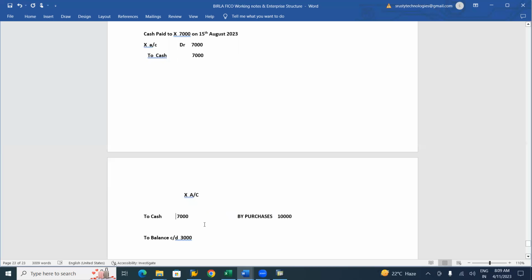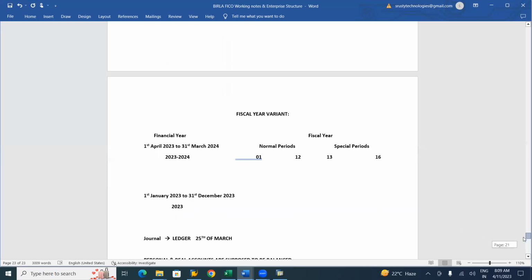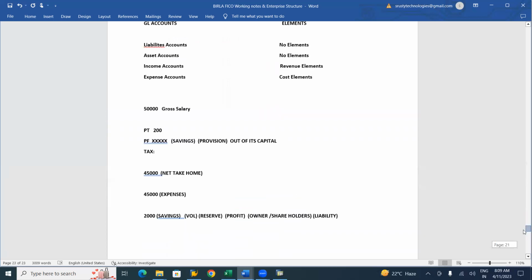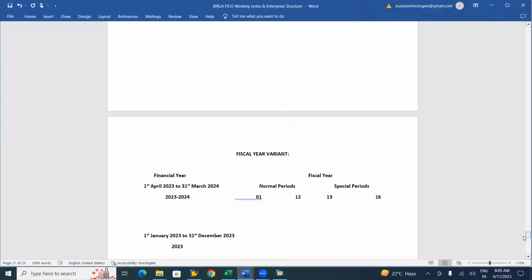Right? So, as I'm mentioning here, what is the thumb rule? X account is a personal account, right? So personal accounts and real accounts are supposed to be balanced, and nominal accounts are supposed to be totaled.